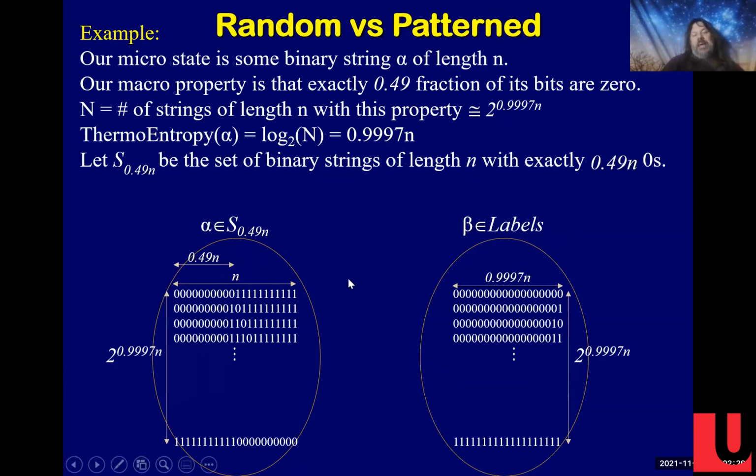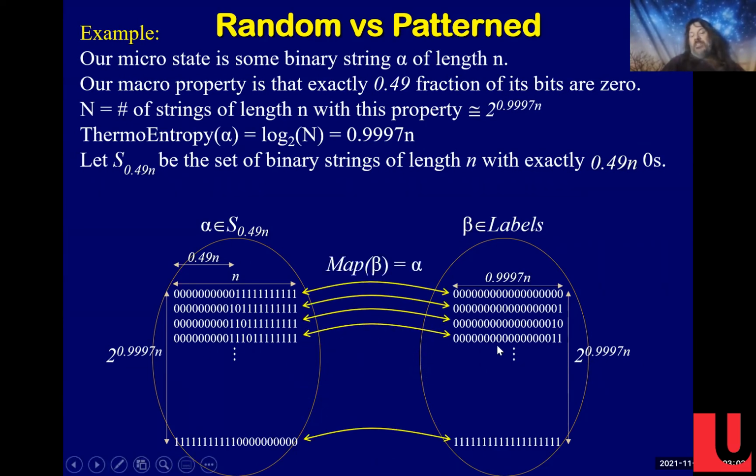Over here, I'm going to put what I called labels. This is all strings whose length is 0.9997n, and I put them in order, alphabetically or by cardinality: 0, 1, 2, 3, and so on. There's the same number of them, so that gives me a mapping from these strings to these strings. Does that make sense?